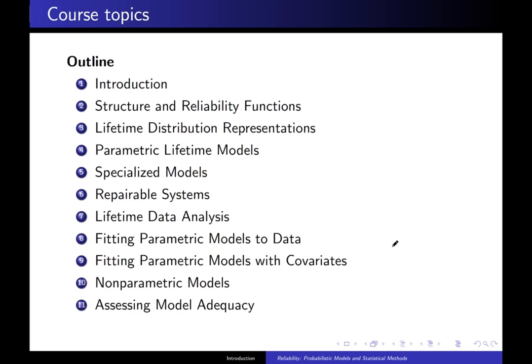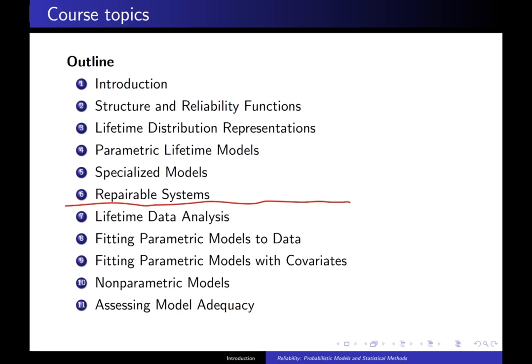Chapters 2 through 6 cover probabilistic models. So it's not a bad idea to draw a line here and say everything above that line is a probability model. Then everything below the line is how to analyze data that you have collected. So that's lifetime data analysis in chapter 7. There is some emphasis in that chapter on censored observations.